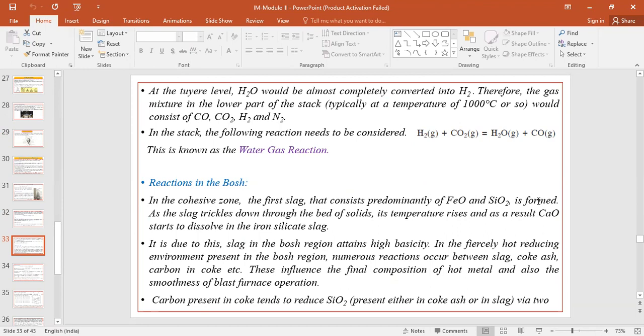Okay, so it is due to this that the slag in the Bosh region attains a very high basicity, and you have hot reducing environments present in the Bosh region, and numerous reactions occur between the slag, coke ash, carbon in coke, etc. So these influence the final composition of the hot metal and also the smoothness of the blast furnace operation. And carbon present in the coke tends to reduce this SiO2, whatever is present, and this will form SiO gas.